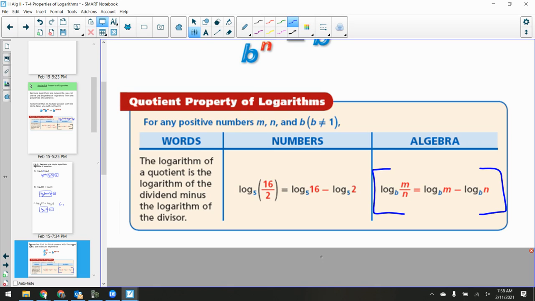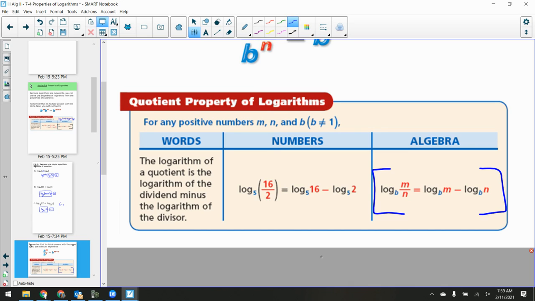Log base b of m divided by n is equal to log base b of m minus log base b of n. Division within the log is equivalent to subtraction of the logs. Okay?